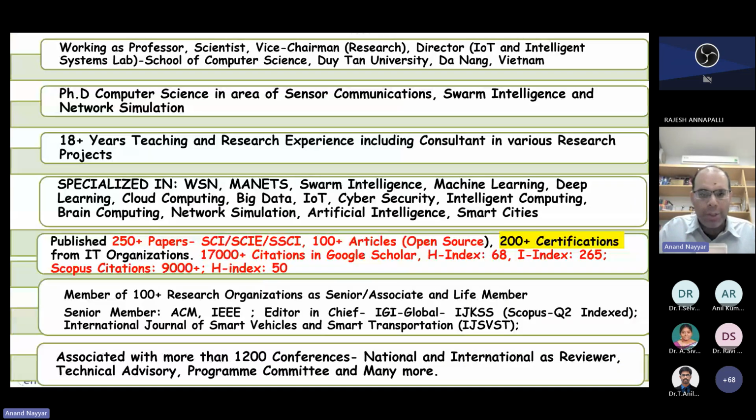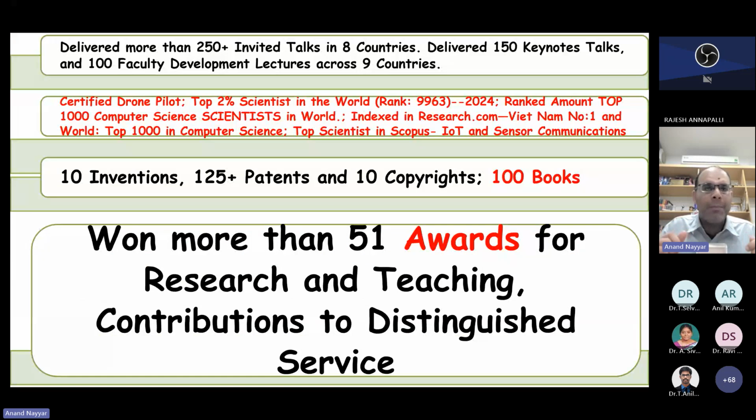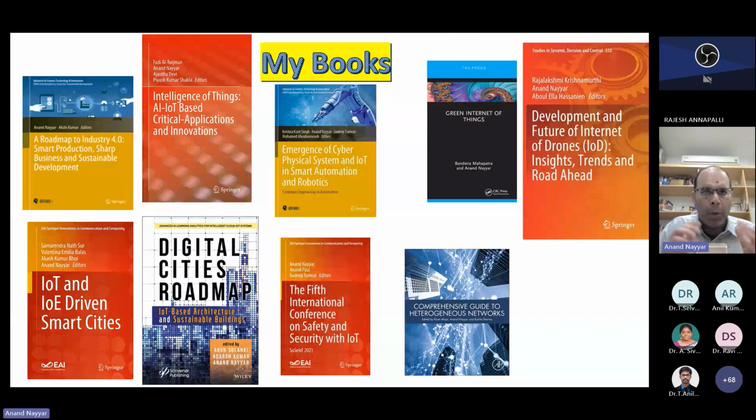So as the introduction is already done, you can see that I have more than 125 patents, 10 copyrights, and almost 100 books published under my name. And I'm the most decorated scientist in Asia. So these are some of the books that you can see, and all the books are right now Scopus indexed, and I'm contributing a lot in terms of IoMT, artificial intelligence, and drones.